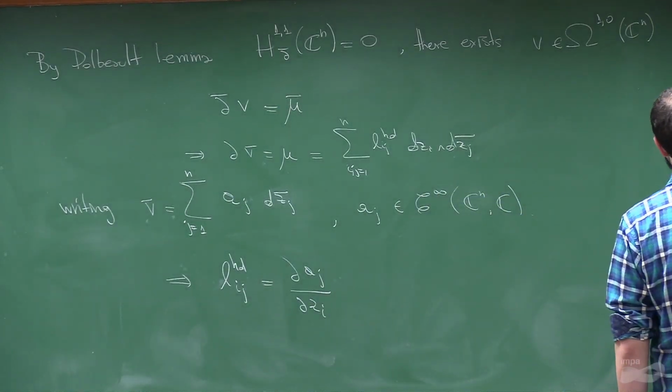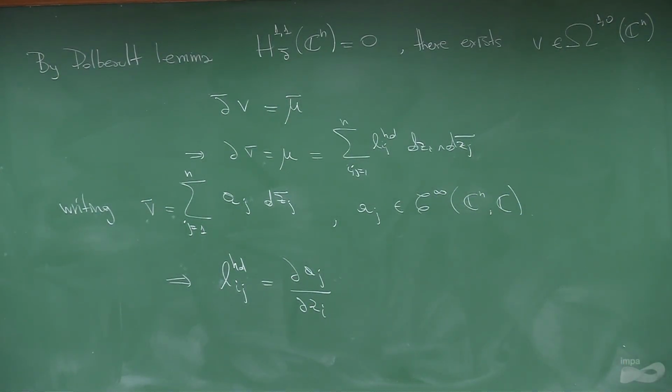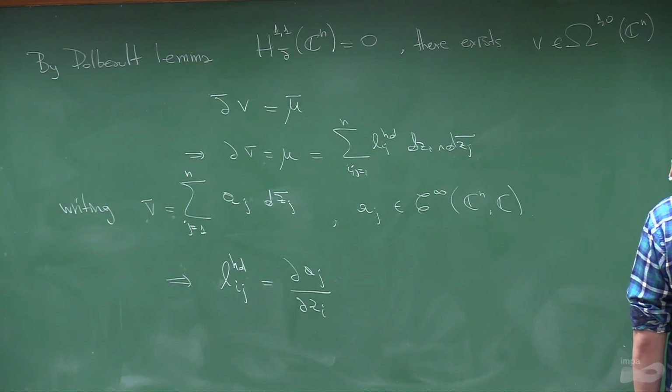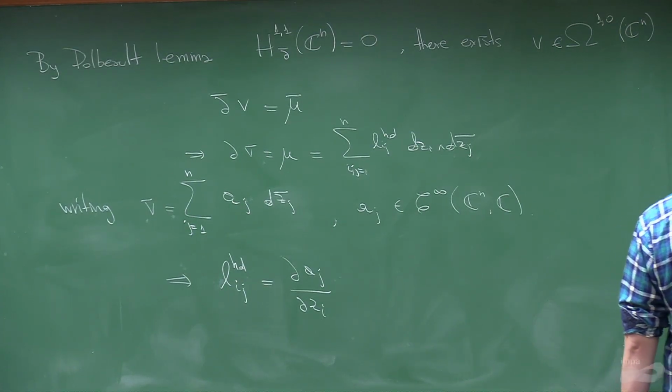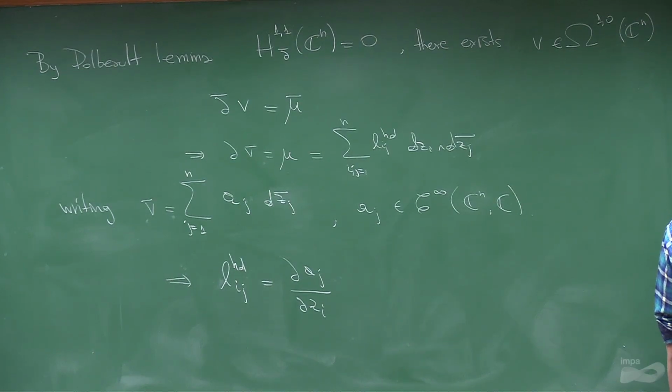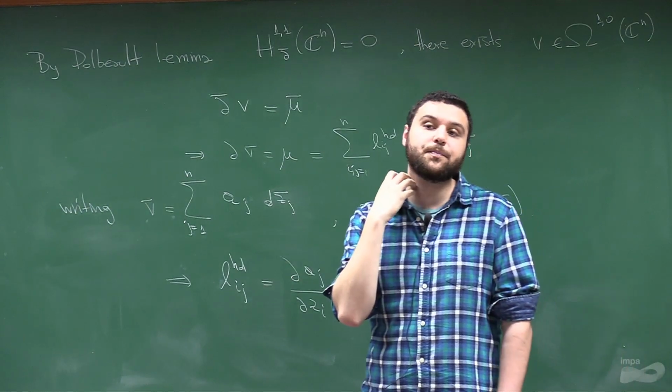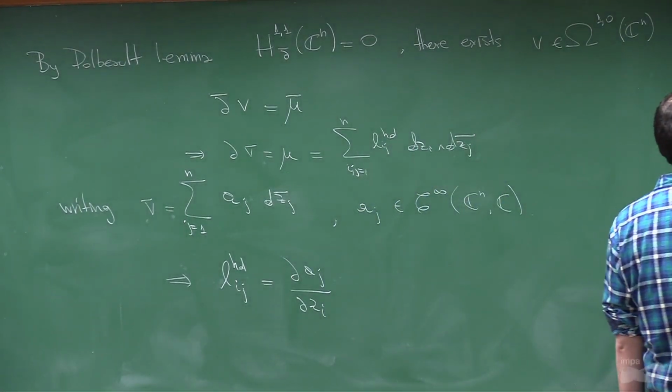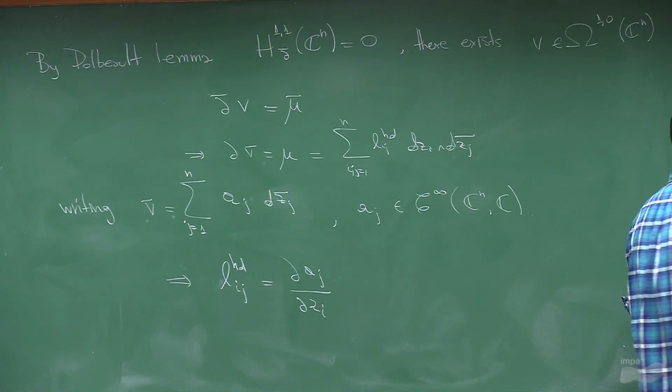Okay. So now let's define the following differential form. Let eta_j be defined, for every j, as the sum from i equal 1 up to n of the partial derivative of a_j with respect to z_i dz_i. So what happens when we compute d of eta_j?